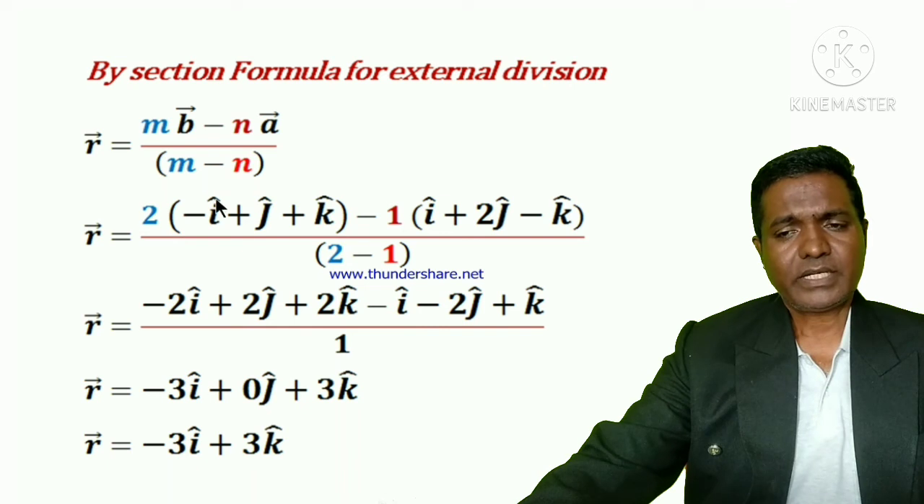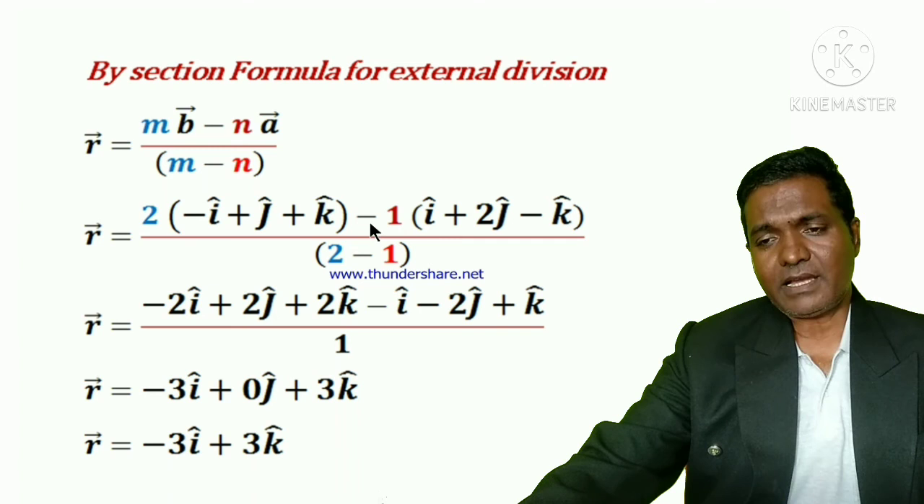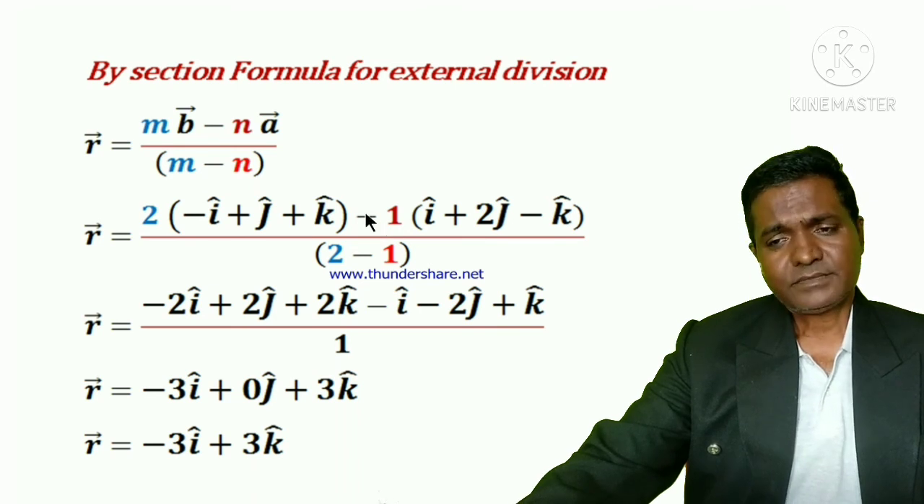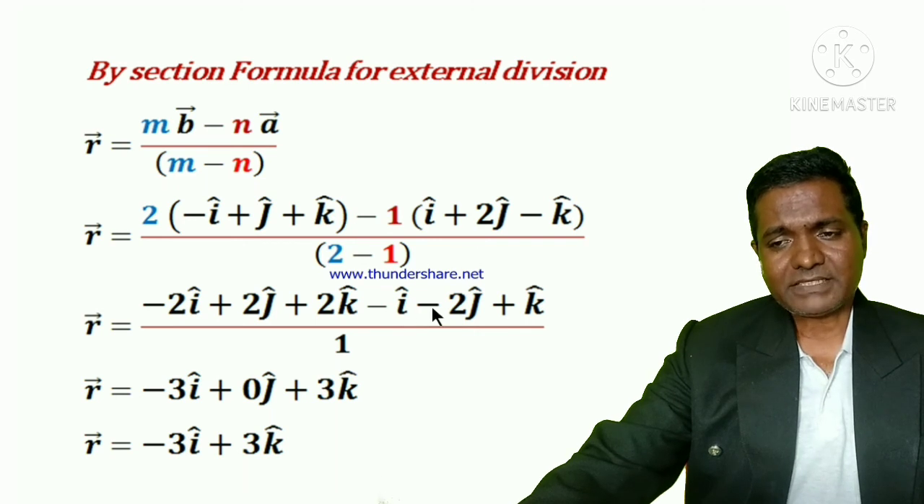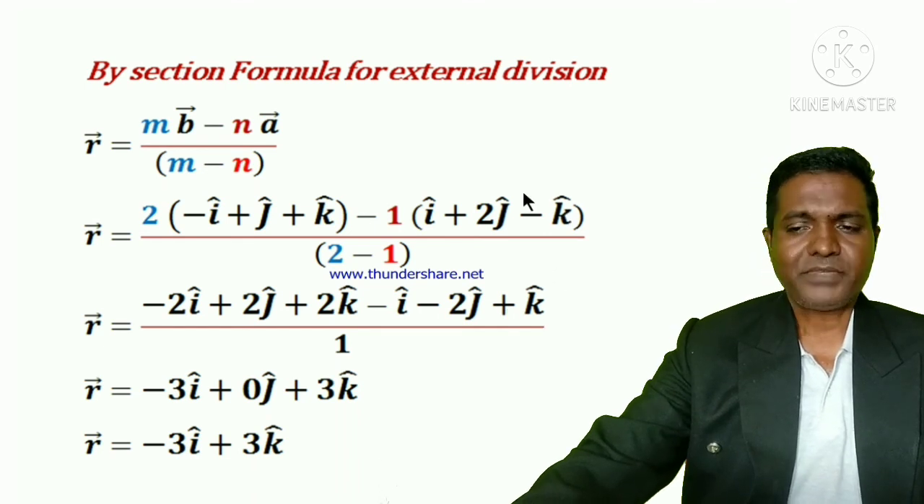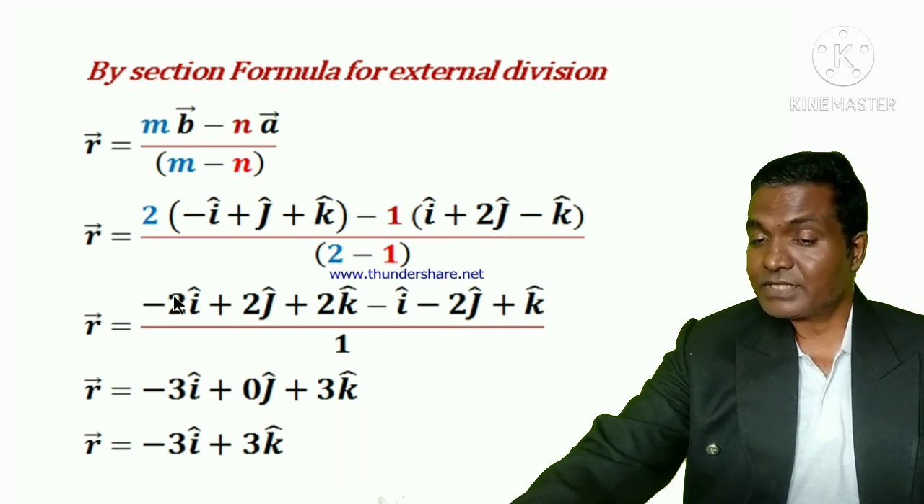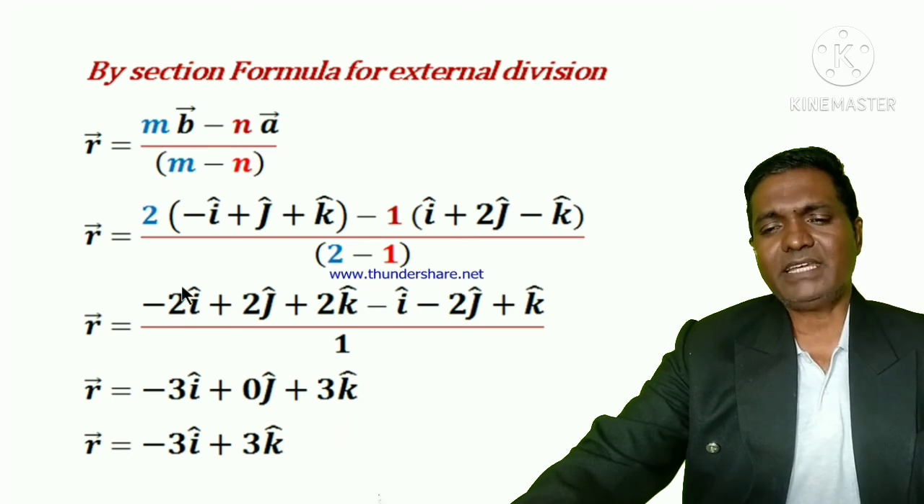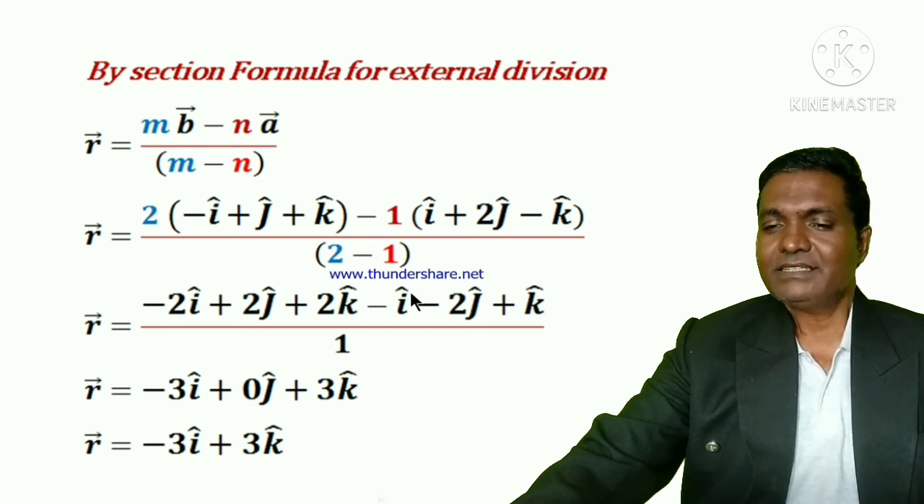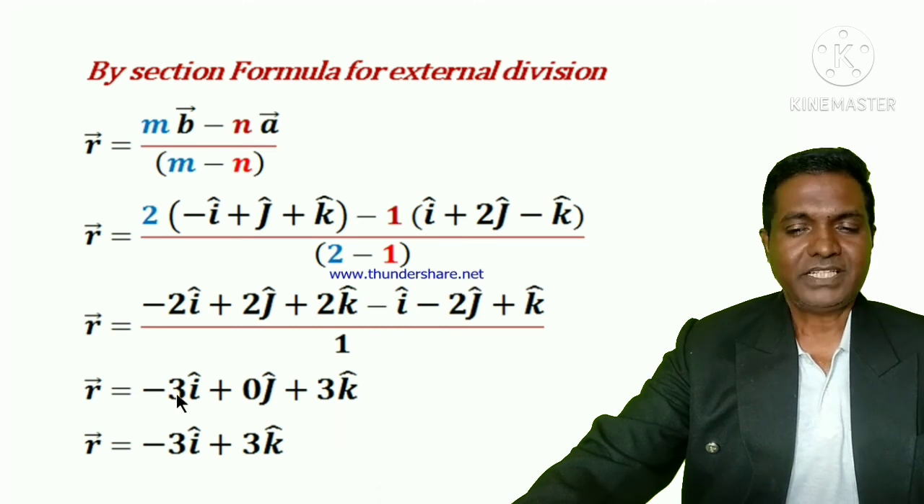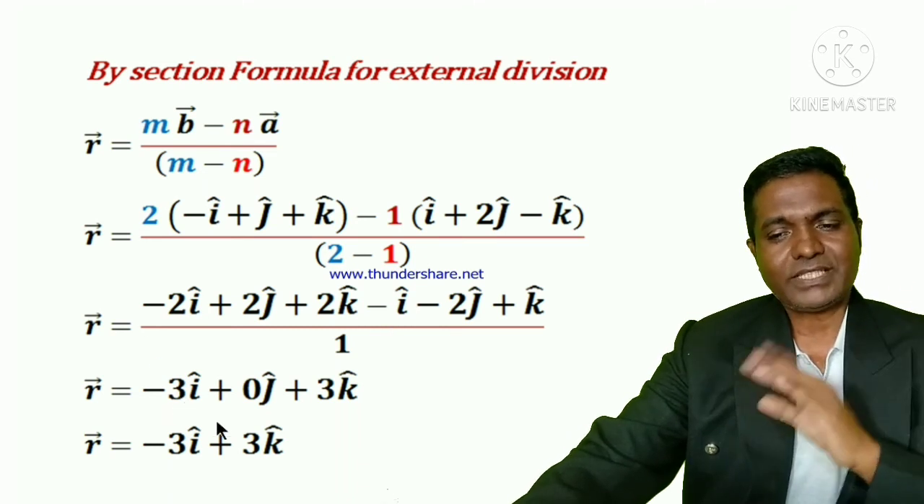So 2 into each term gives you minus 2i cap plus 2j cap plus 2k cap, and here you have to take a little bit of care, that is, minus is outside, so minus 1 into i is minus i cap, minus into plus, that is minus 1 into 2 is minus 2j cap, minus into minus gives plus 1 into k cap, simply you can write k cap. Now we can add component wise, that is i terms, j terms, k terms separately. So minus 2i cap and minus i cap gives you minus 3i cap. It is equivalent to minus 2 minus 1, that is minus 3.